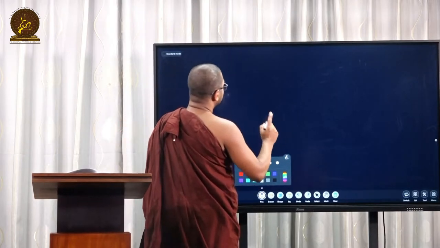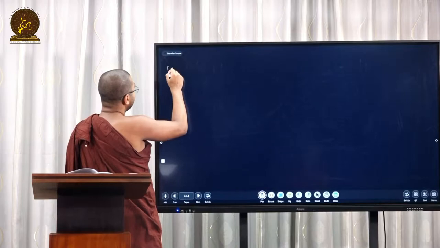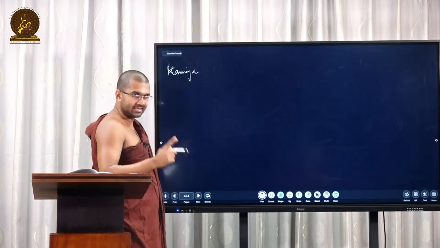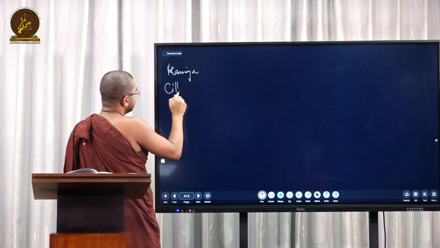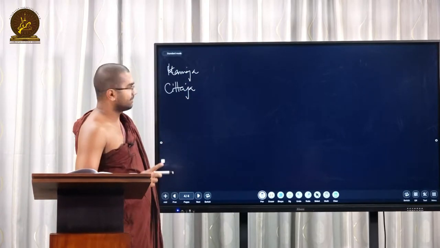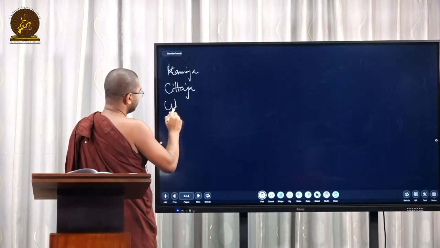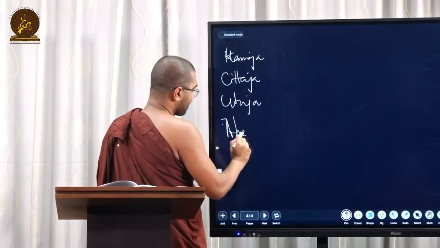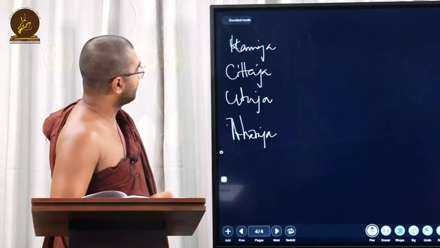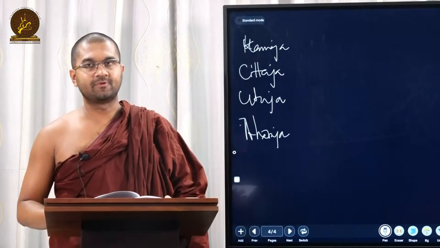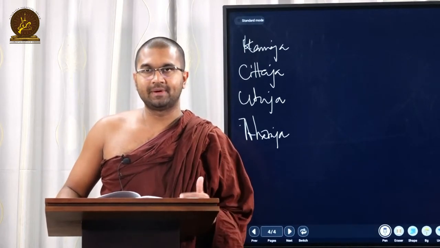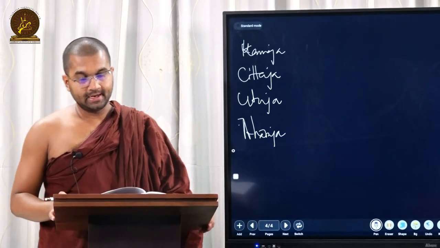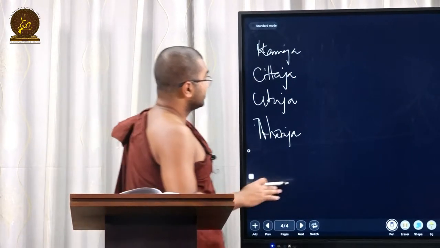We know that there are four types of rupas: kammaja rupa, kammaja kalapa and kammaja santati, generations of kammaja rupas; chittaja rupa, chittaja kalapa and chittaja santati; utuja rupa, utuja kalapa and utuja santati; then aharaja rupa, aharaja kalapa and aharaja santati. These are the four types of rupas, their units are called four types of kalapas, and their generations are called four types of santati. Now, with regard to adda pachupanna.